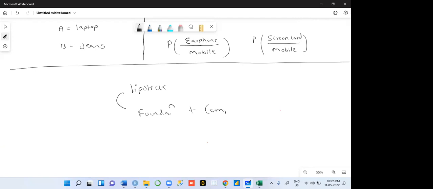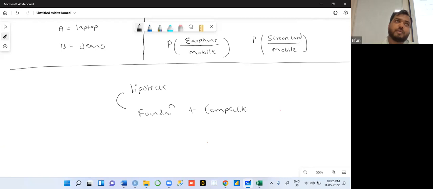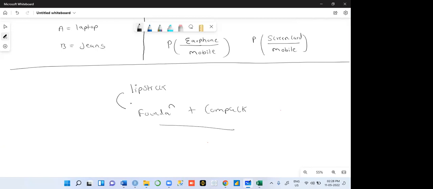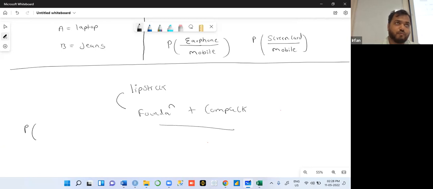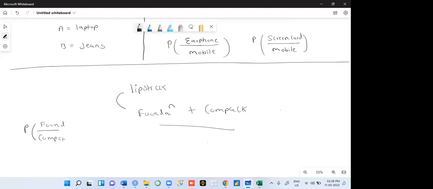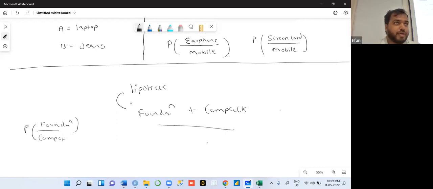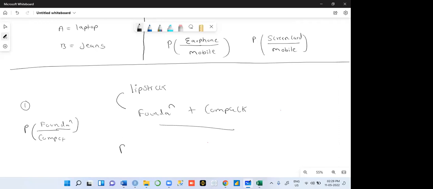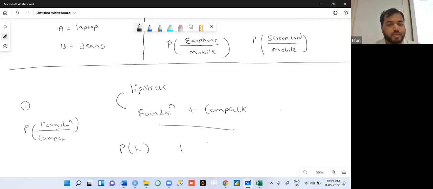Yeah, compact powder. If you only apply foundation, does it look better, or if you apply compact and foundation is it better? Compact and foundation. Okay. So suppose you went to the shop, Anisha, and you already have a compact with you. What will you purchase now? Foundation. This is called dependent, point number one, because the foundation purchase depends on your compact. Now, does the purchase of your lipstick depend on your foundation?